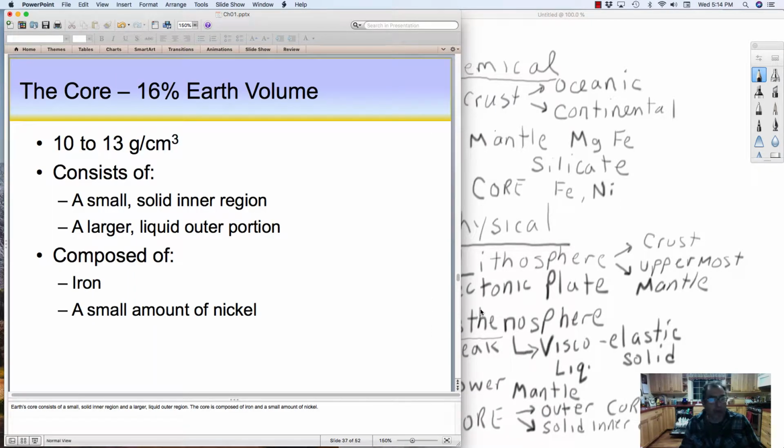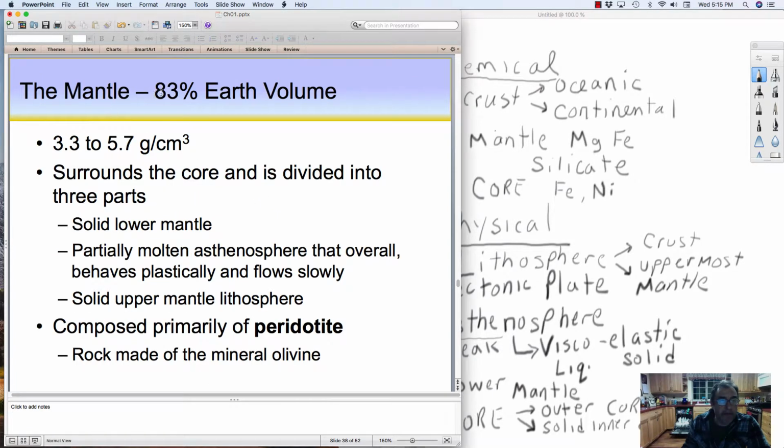Looking at the core, we'll see that the core ranges in density between 10 to 13 grams per centimeter cubed. We talked about inner and outer core, iron, small amount of nickel. The mantle, here they have 83%. I think I said 82% earlier, but usually I say around 80%. So the most voluminous part of Earth is the mantle. It ranges in density from 3.3 to 5.7. So 3.3 would be up in the lithosphere, the uppermost part of the mantle, and then 5.7 would be down in the lower mantle.